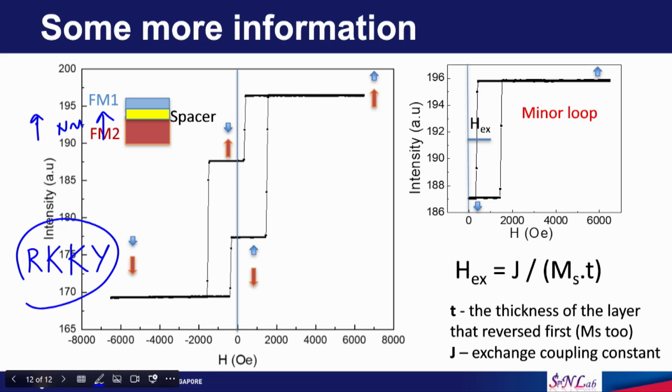So these two spins can have parallel coupling or antiparallel coupling, which will be something like this, which you saw a few slides ago. There is this model called RKKY to explain why this is happening. If you want to know more, you can Google RKKY and understand this model.